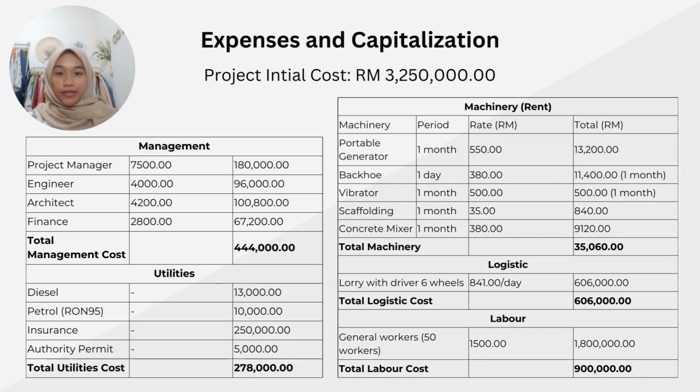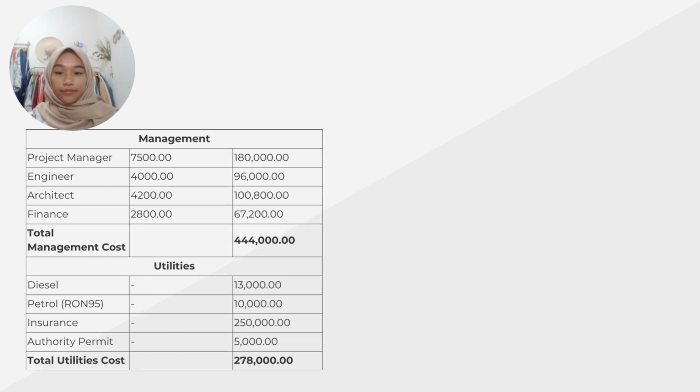This is the expenses and capitalization for our project. The project initial cost is 3,250,000 ringgit. This is the total cost for 2 years, which is 24 months. The total management cost is 444,000 ringgit. The total utility cost is 278,000 ringgit. The total machinery cost is 35,060 ringgit. The logistic is 606,000. And the total labor cost is 900,000 ringgit.